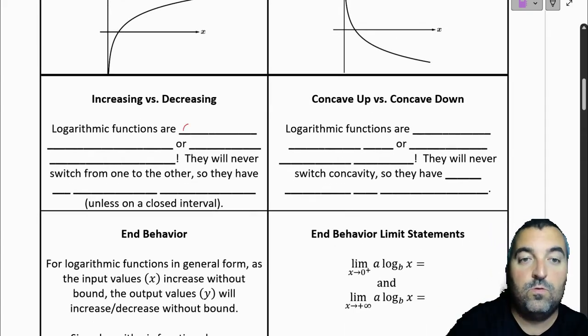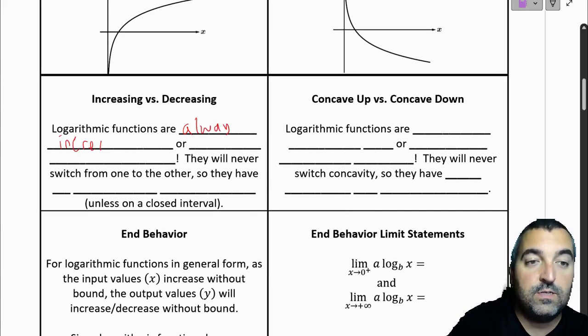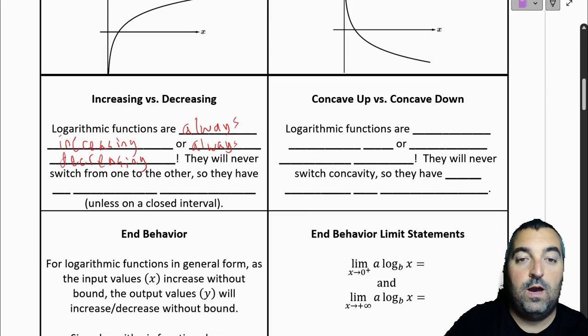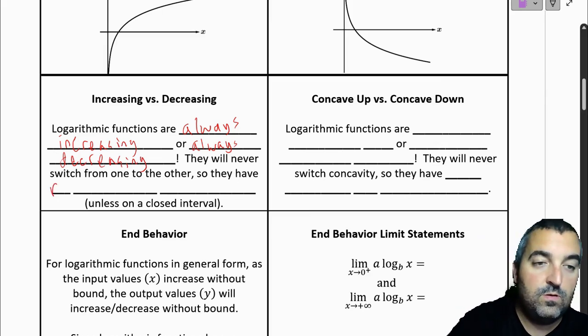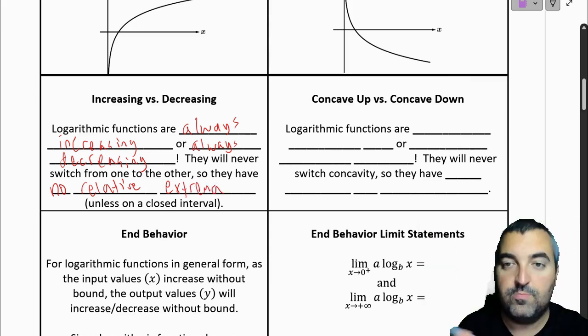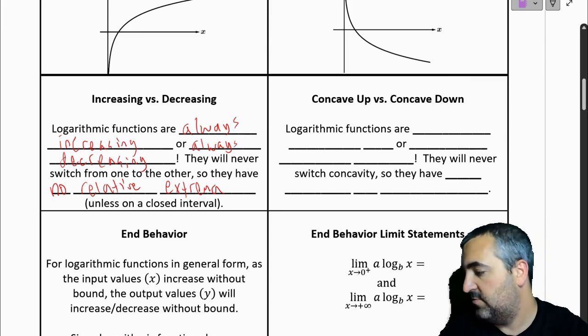Logs are always increasing or always decreasing, just like exponentials. They will never switch from one to the other, so they have no relative extrema, unless, of course, you restrict your domain. If you restrict it, then obviously you will have it.